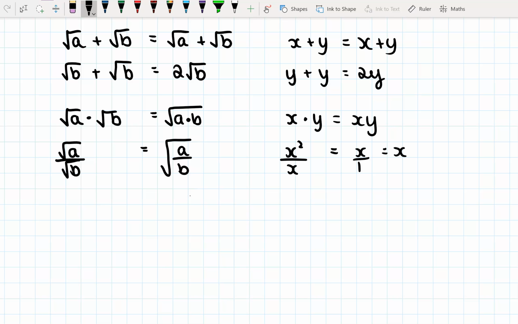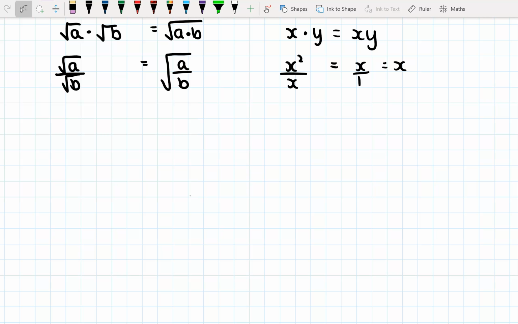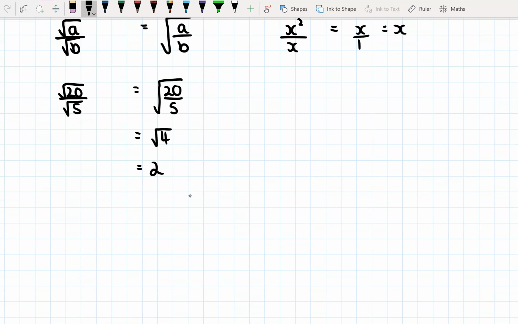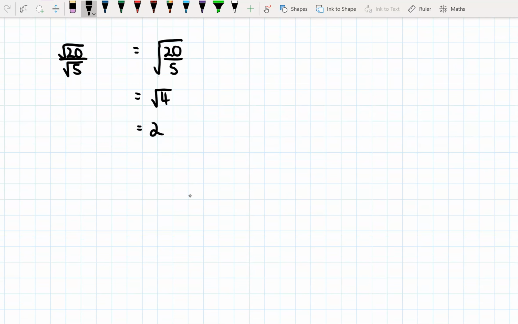Now let's do a couple of examples. So for example, if I had the square root of 20 divided by the square root of 5. Now, that is equal to the square root of 20 over 5. Now 20 divided by 5 is 4, so it's equal to the square root of 4, which is equal to 2. And you can see that that is much more simple than the root of 20 over the root of 5. Now it's obviously not always going to be quite as easy as this.